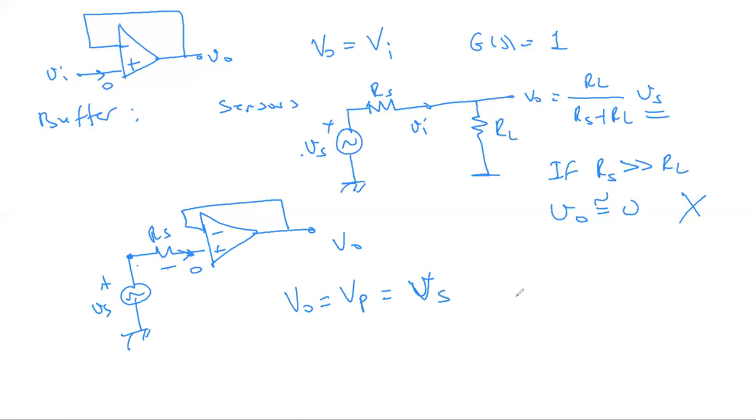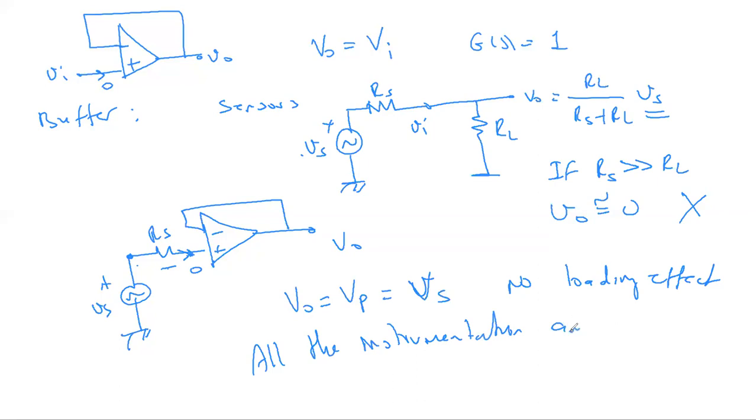And then, as you see here, the loading effect is eliminated. All the instrumentation amplifiers have this buffer circuitry at their inputs. This is important because of that.